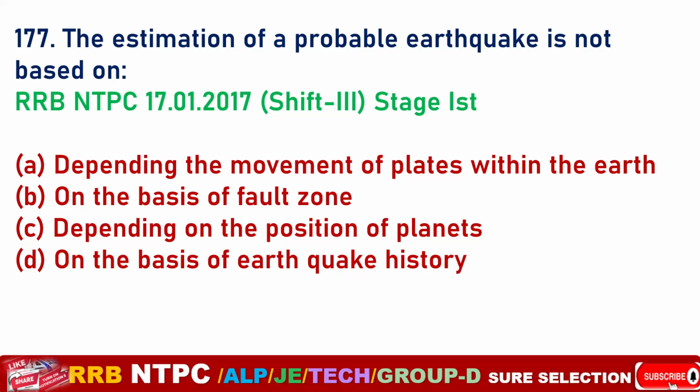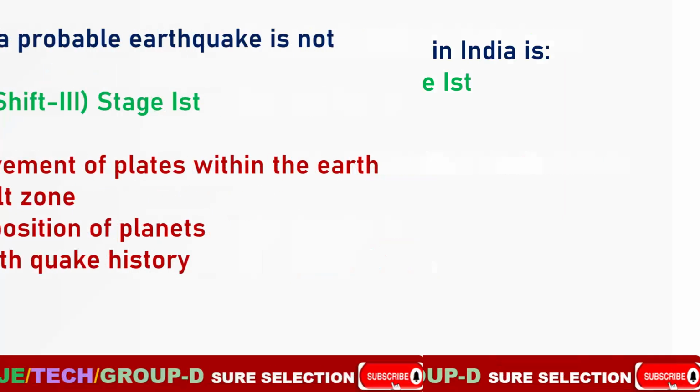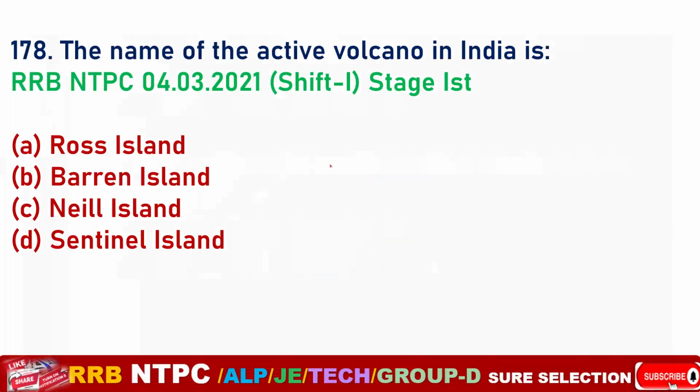The estimation of a probable earthquake is not based on what? Depending on the position of planets; depending on movement of plates, yes. On the basis of fault zone, yes. On the basis of earthquake history, yes. So our next chapter, chapter 6, is volcano.